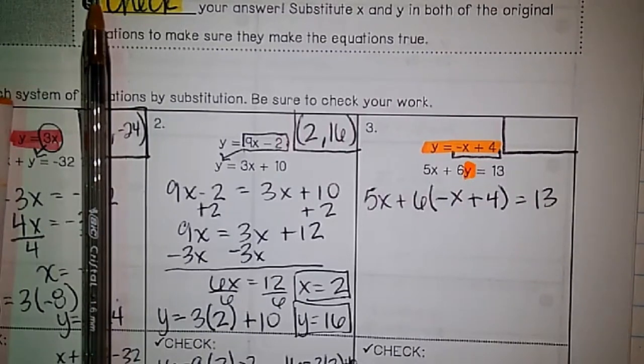Okay, so I got y is -7 and x is 1. That's right, thank you.